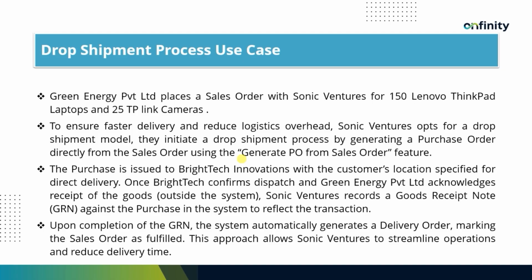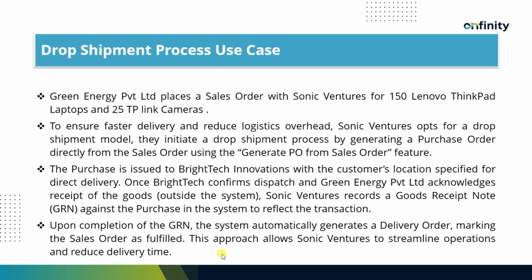Upon completion of the GRN, the system automatically generates a delivery order, marking the sales order as fulfilled. This approach allows Sonic Ventures to streamline operations and reduce delivery time. With this, the cycle from sales order to delivery order is completed without physical stock involvement from Sonic Ventures, keeping the process smooth and efficient. By using the drop shipment model, they save on warehousing and reduce logistics effort.